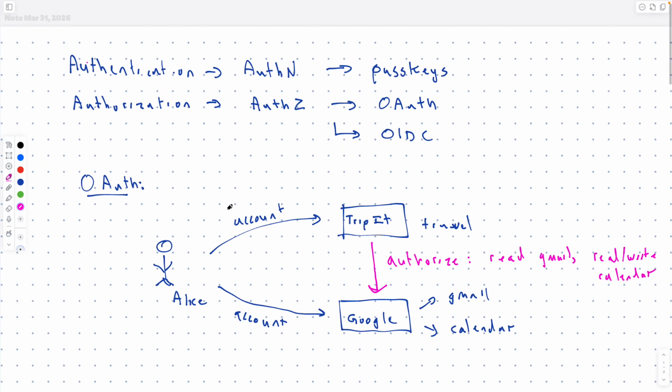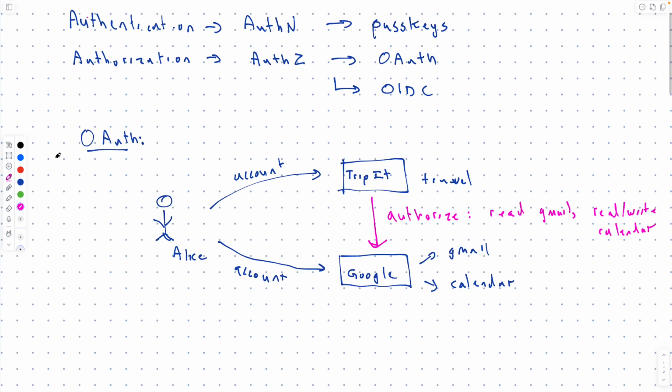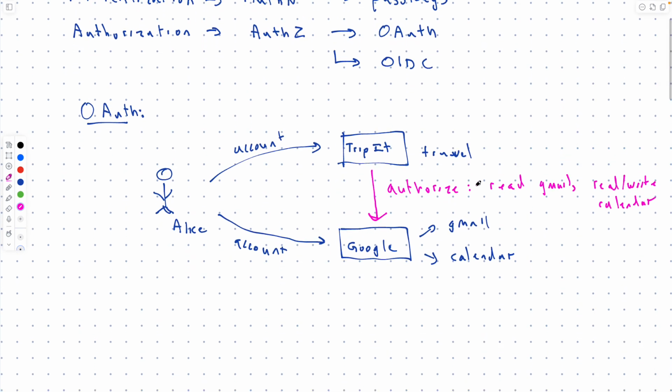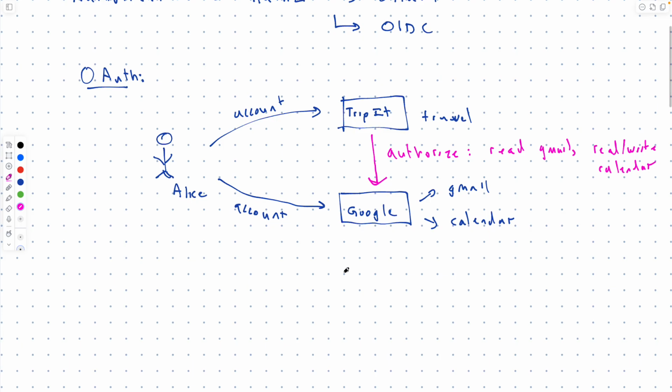Now I'm just going to put some names of stuff. Now let's say that this authorization happens. How does it actually read my Gmail? What Google will do is it will have a server for Gmail, and it will have what's called an API. And TripIt will be able to access Gmail through the API.